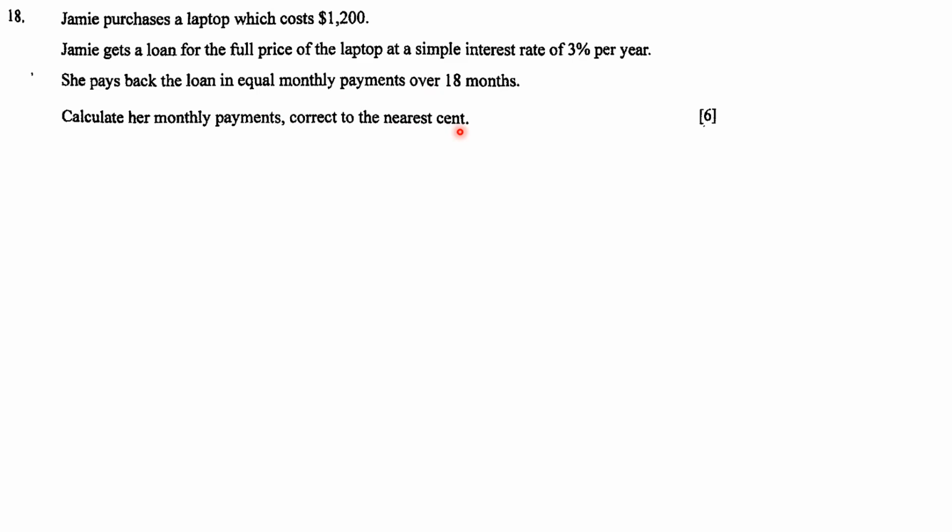So here we're dealing with simple interest, right? So let's look at the simple interest formula. It says principal times rate times time all over 100. Here, what is the principal? Principal is the amount borrowed. So she's buying this laptop for $1,200, but she's getting a loan to get this laptop. So principal is the amount borrowed, and she borrowed the full price of the laptop. So it's going to be 1,200. The rate is going to be 3%, right?